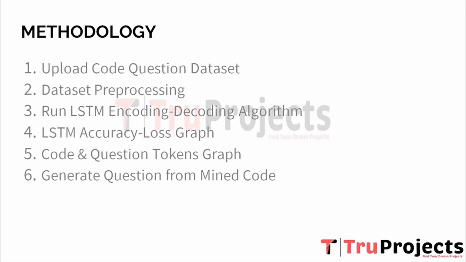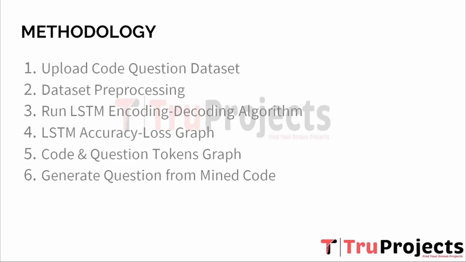Third, run LSTM encoding decoding algorithm. The LSTM model is a type of recurrent neural network, that is RNN, that excels at processing sequential data, making it suitable for natural language processing tasks like question title generation. The encoding-decoding architecture involves two main parts: the encoder, which processes the input code snippets, and the decoder, which generates the corresponding question titles based on the encoded information.